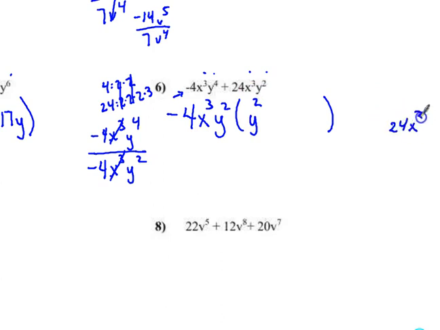24 x3 y2 over negative 4 x3 y2. y2 over y2, that cancels. x3 over x3, that cancels. 24 over negative 4 is negative 6. And I'm done.